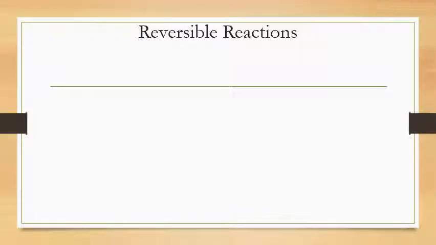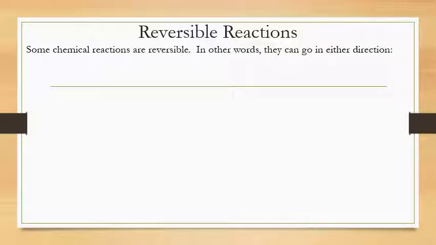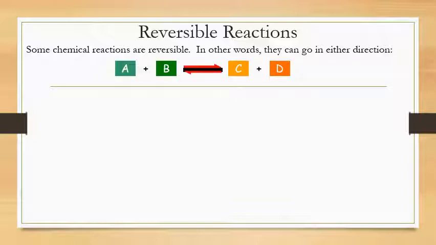Okay, so from the video you would have now grasped an idea of what a reversible reaction is. Some chemical reactions are reversible. They can go either in the forward or back direction. And here's an example, A plus B going to C plus D, but you'll notice that it has this interesting arrow, which means that not only can it go from A plus B to give C plus D, but it can go back again from C plus D to A plus B.